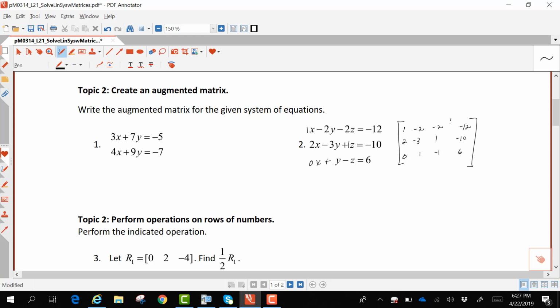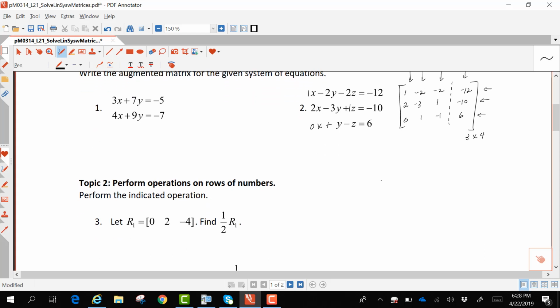We often put a dashed line in the augmented matrix to indicate where the equals is located in the equations of the system. Another interesting piece of information, which is quite important, is what is known as the dimensions of your matrix. We have 1, 2, 3 rows, and we have 1, 2, 3, 4 columns. So we have 3 rows by 4 columns. This is called the dimensions of your augmented matrix. It is always rows before columns.